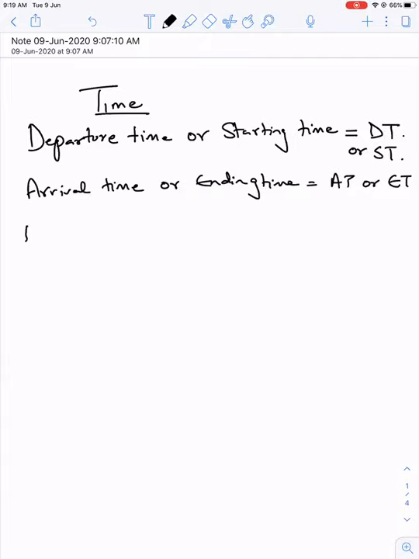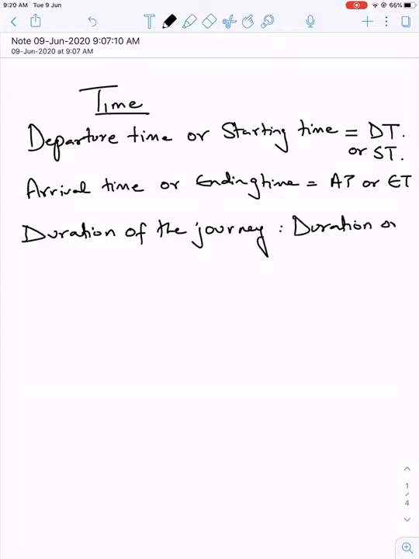Then the third term which we need to understand is the duration of the journey. Duration is the time for which the journey actually lasts. I'm going to refer to this with duration only, or the journey time.